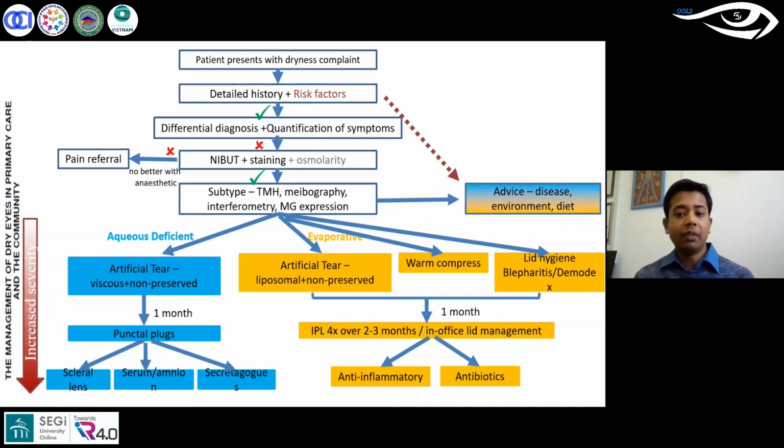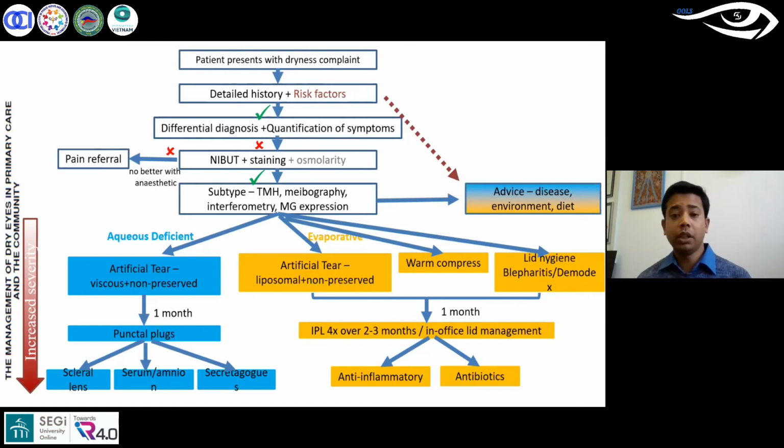At the top, we also have advise on disease, environment, and diet. These are modifications you do at the top when you take history and risk factors. You have the subtype, what type of dry eye disease it is, and advise on disease, environment, and diet. So with this, our biomarker sits right at the center, where we are trying to differentiate aqueous deficient or evaporative type, but biomarkers can also sit easily at the detailed history and risk factors, and continue to diagnose.